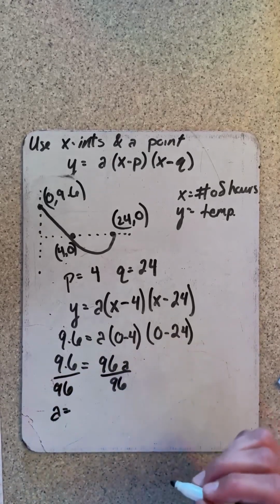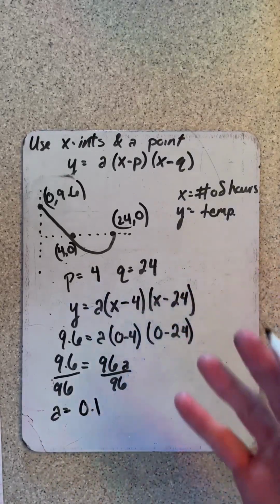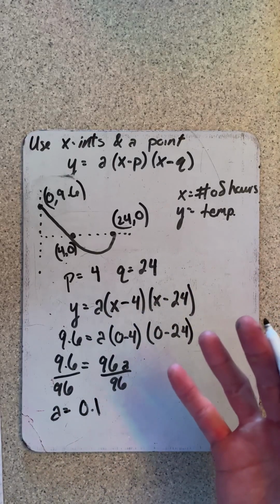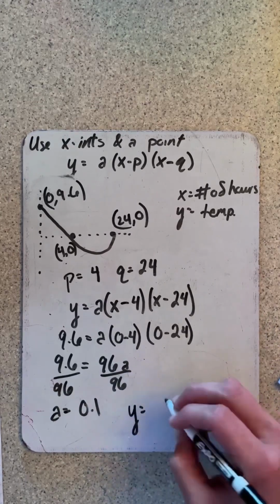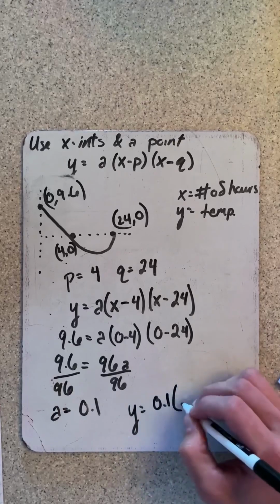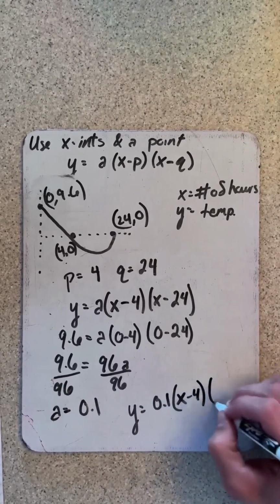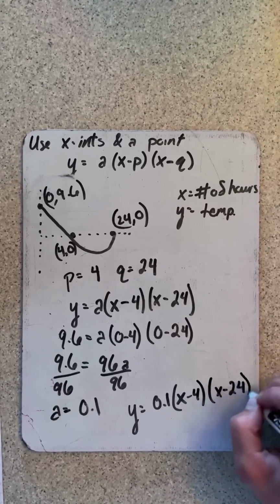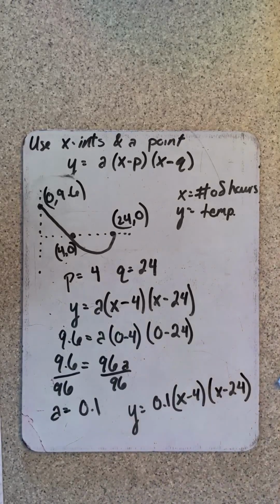A is going to give us 0.1. So I can now represent an equation here that would give me y equals 0.1 open x minus 4, open x minus 24. So that would be my equation that's in x-intercept form. Move on to the next.